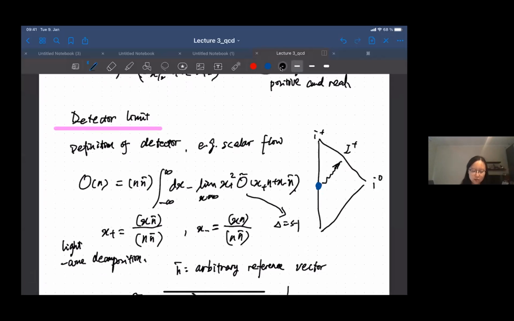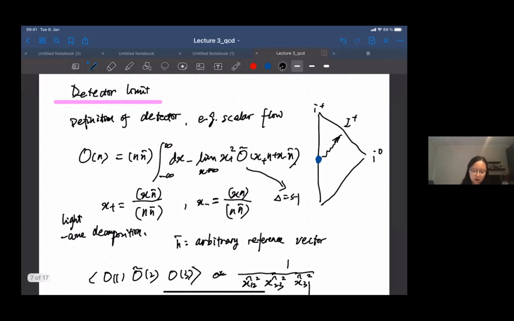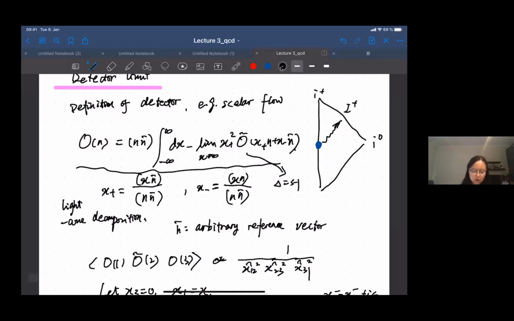a detector represented by a flow operator. Here is what it looks like. I have already given this formula yesterday. In general, the so-called flow operator O_N is given by a local operator with a certain spin and scaling dimension delta, and then you send it to future null infinity, representing the situation where the detector is infinitely far away from the place where the local interaction takes place.